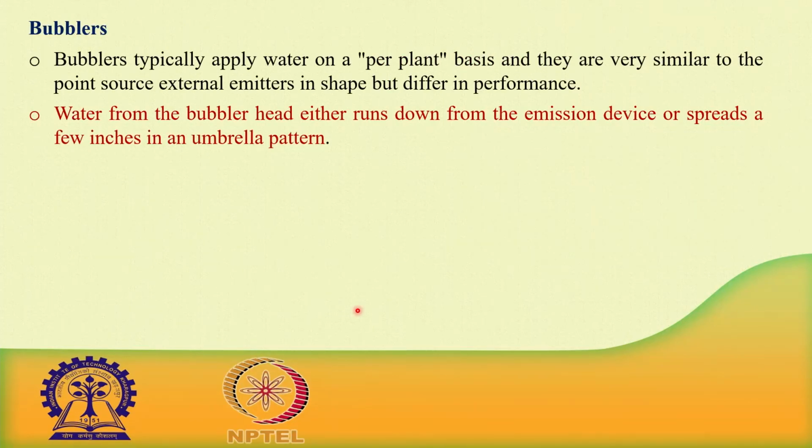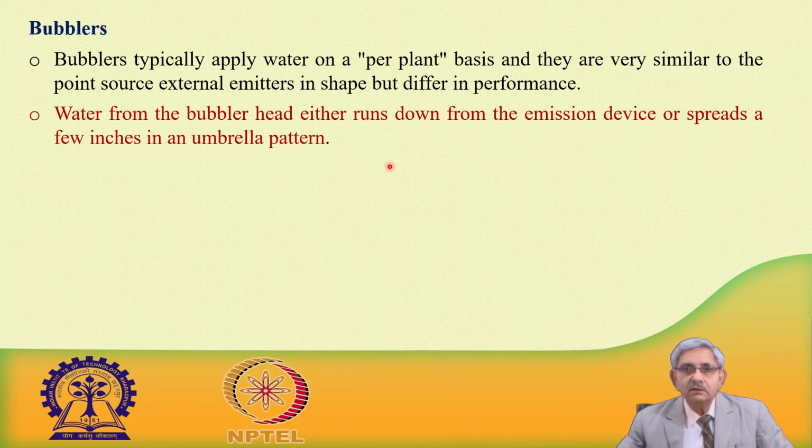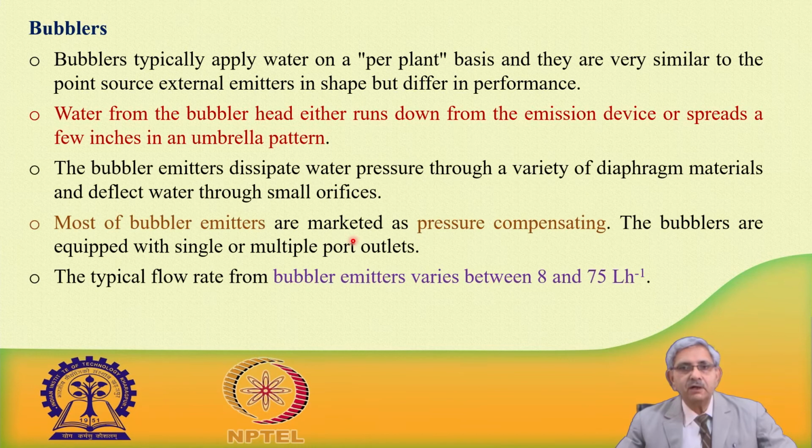Bubblers typically apply water per plant, and they are very similar to point source external emitters in shape, but differ in performance. So, water from the bubbler head either runs down from the emission device or spreads a few inches in an umbrella pattern, like a fountain shape. The water distribution from the bubbler comes out like this.